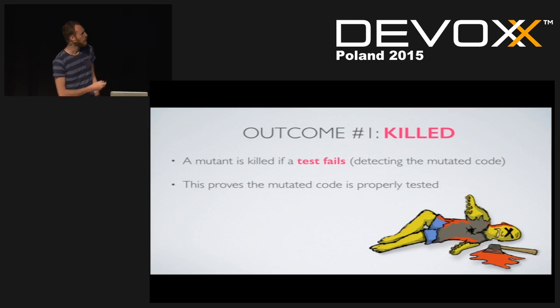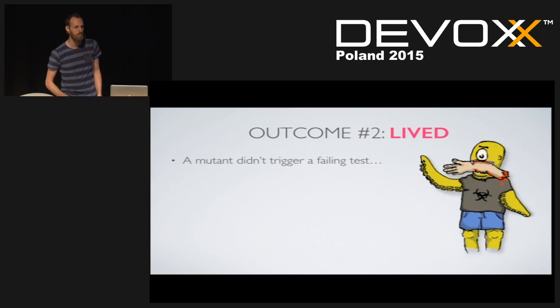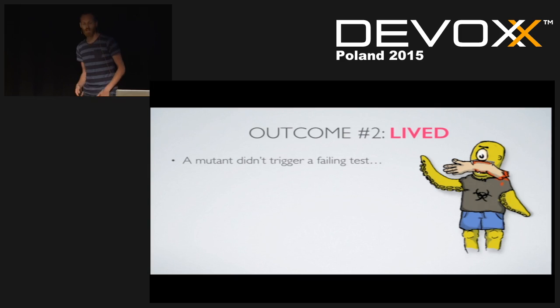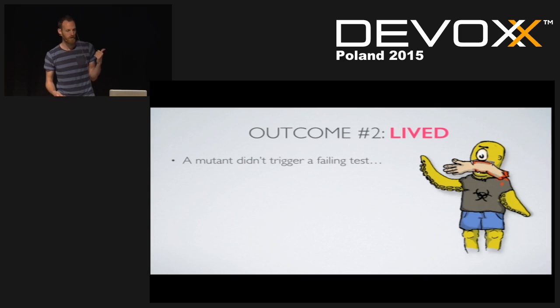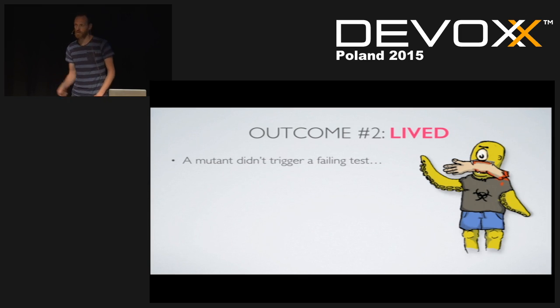So what else could happen? Well, it could be alive. It didn't trigger a failing test. So you've got a problem. If that small mutation would make its way into the codebase, nobody would notice. If you had some typo or somebody breaking your assumptions, nobody would notice. There aren't any tests.